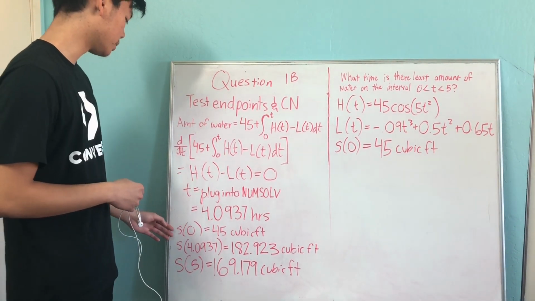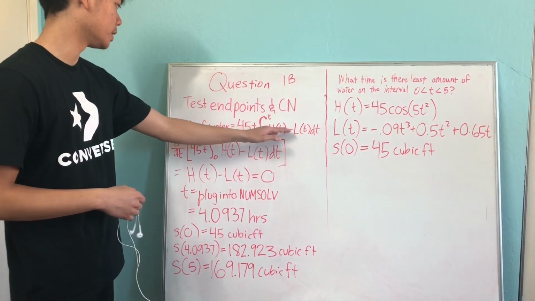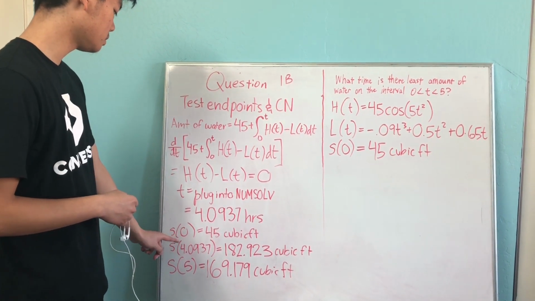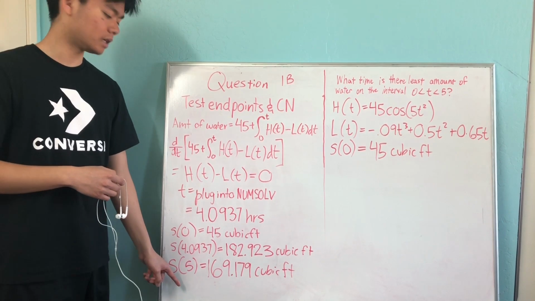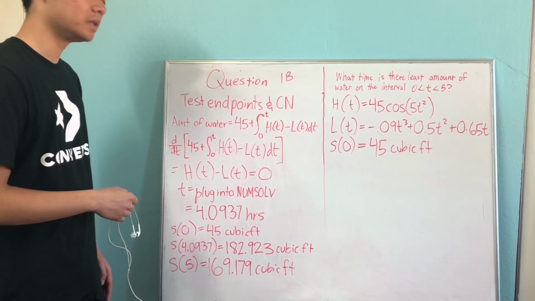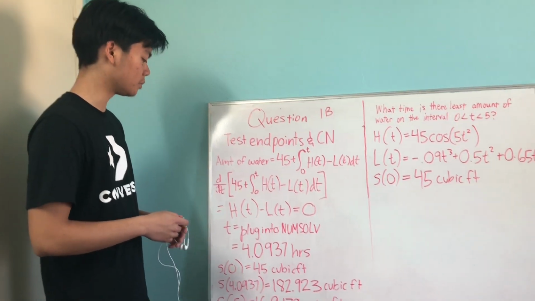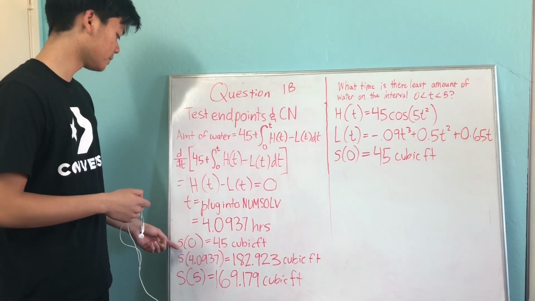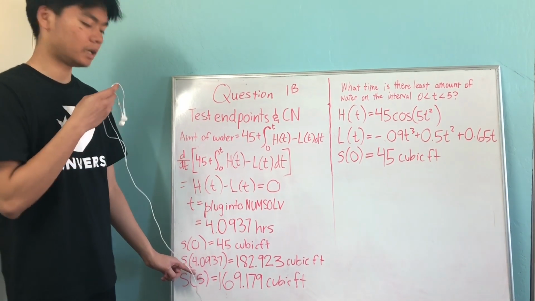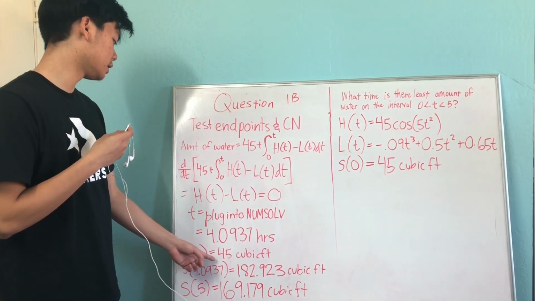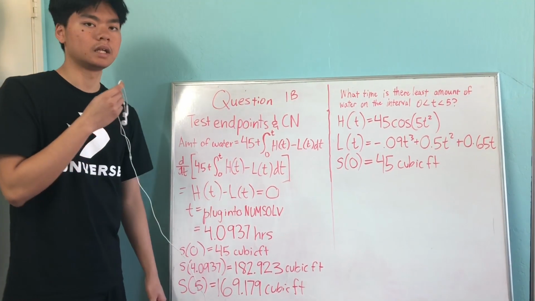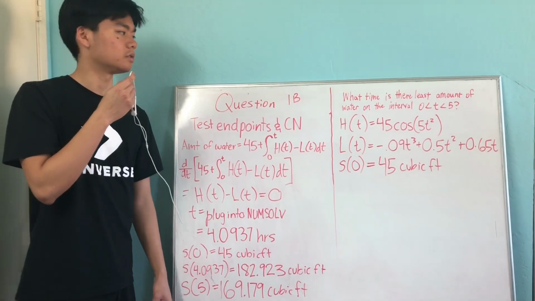And so we plug these back into this equation, replacing the t value with our given time values 0, 4.0937, and 5. And we see that S of 0 equals 45 cubic feet, meaning 45 cubic feet of water in the pool at time 0 hours. And compared to these, S of 4.0937 and S of 5, this is clearly the least amount, giving S of 0 equals 45 cubic feet, the least amount of water during the time interval.